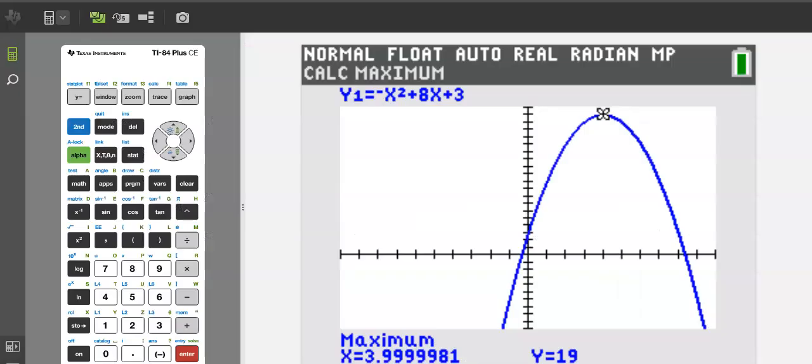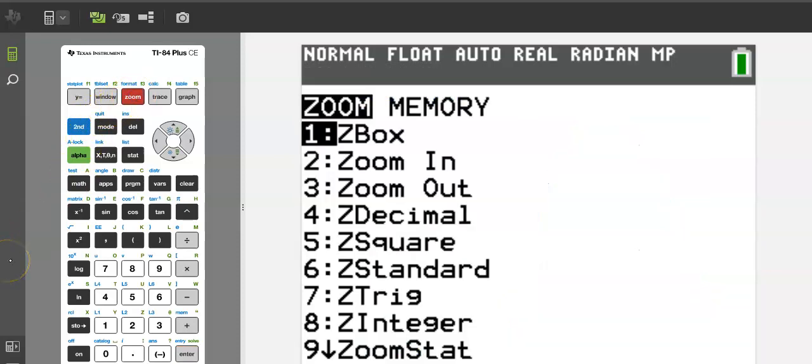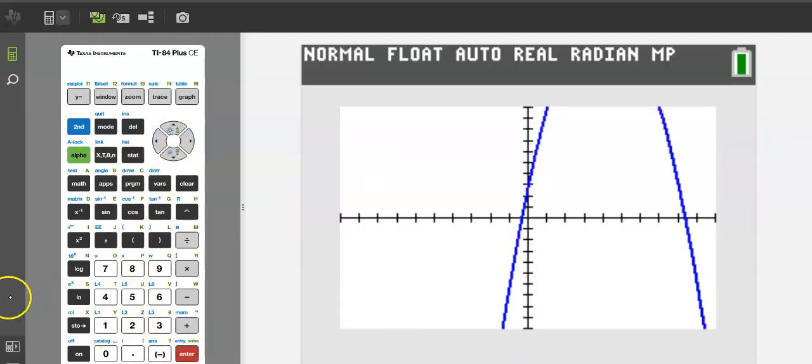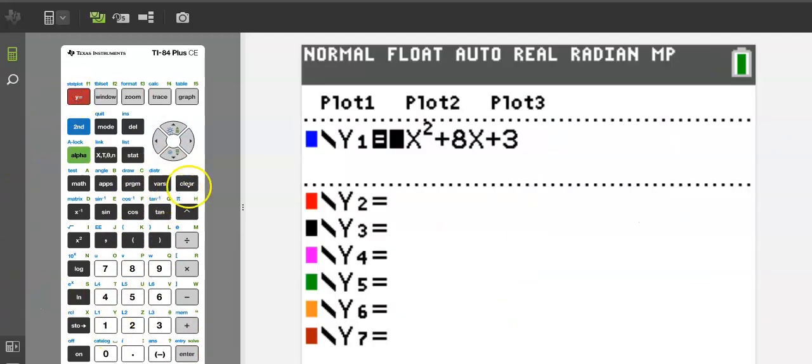Also, when it comes to your calculator, when you're ready to go back to a new problem, we need to fix our screen. How do we do that again? Because we've messed with it. We're going to go to Zoom and Standard. And that will fix our screen. So now it's back to normal. Go in here and clear that out, and now we're ready to do some more.